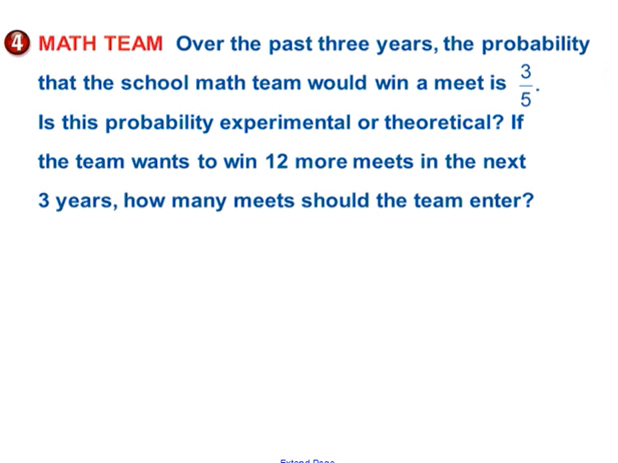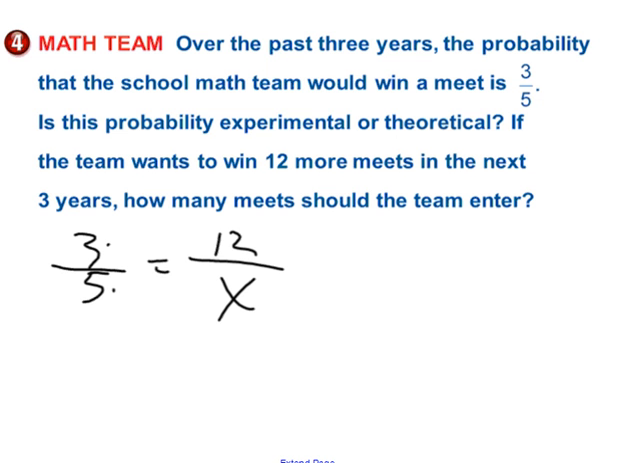Over the past 3 years, the probability that a school math team would win a meet is 3/5. 3 out of 5 times they won a meet. If the team would like to win 12 more meets in the next 3 years, how many meets should the team enter? Well, to win 12, they have to enter X, and I'm going to cross multiply here.